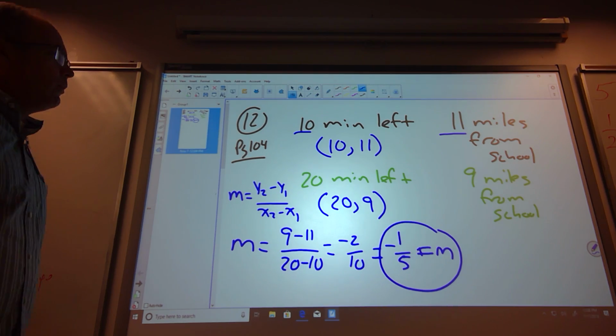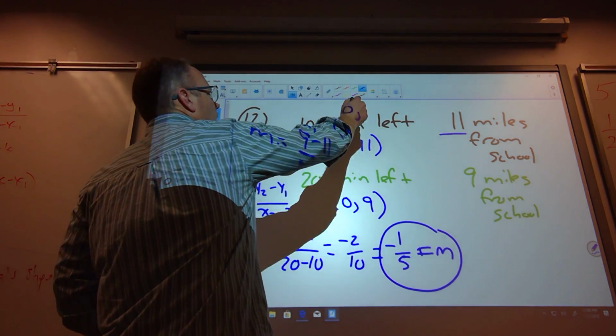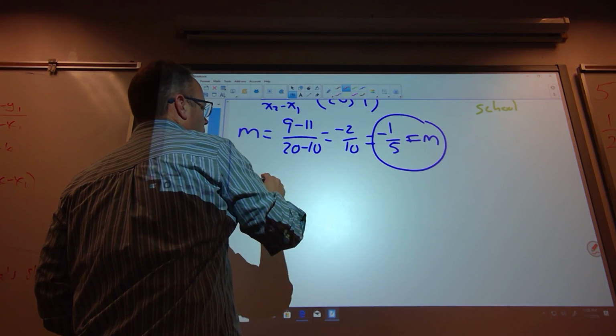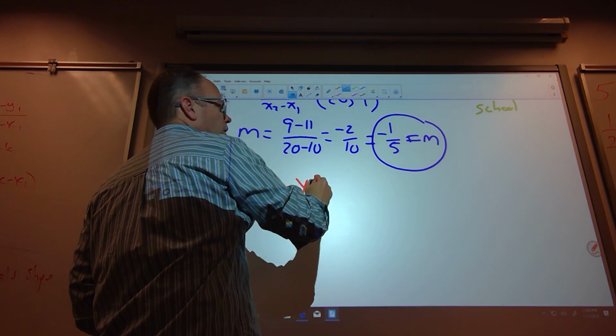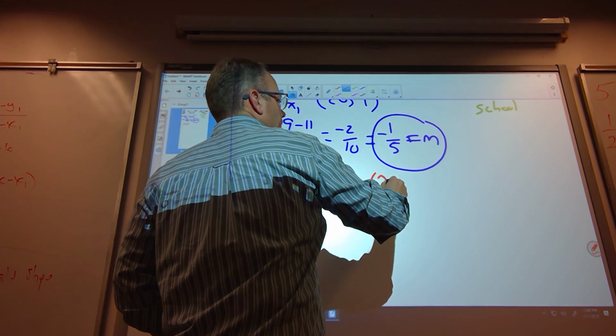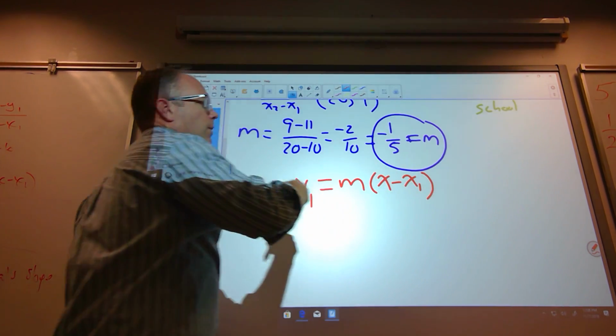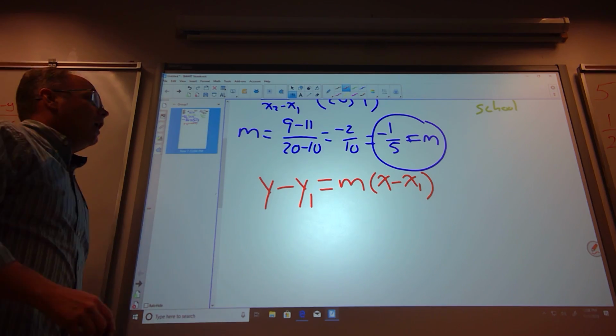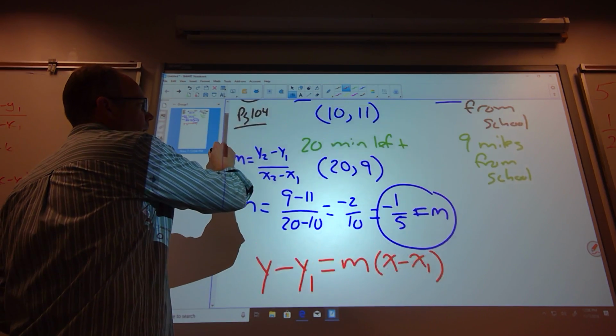What is the y-intercept and what does it seem to be? So, I'm going to go a little bit further on this problem. I want to use this equation. Which equation is this? What equation is that? Slope. Almost. Point slope. Point slope. Good.